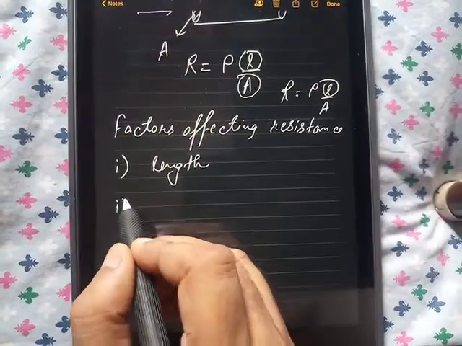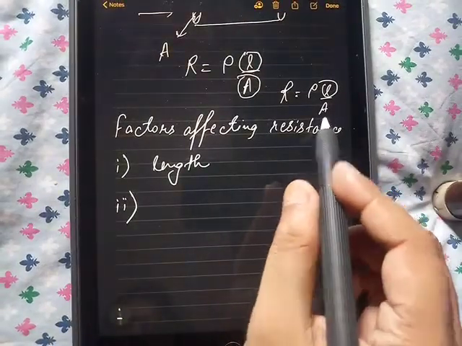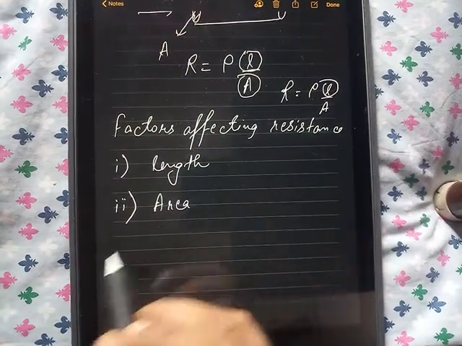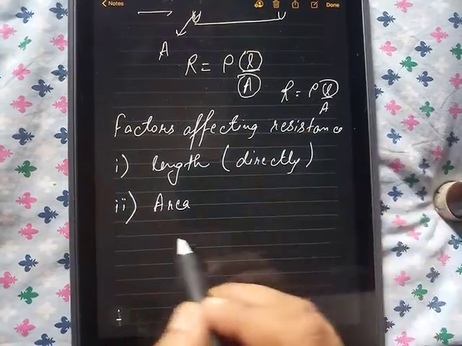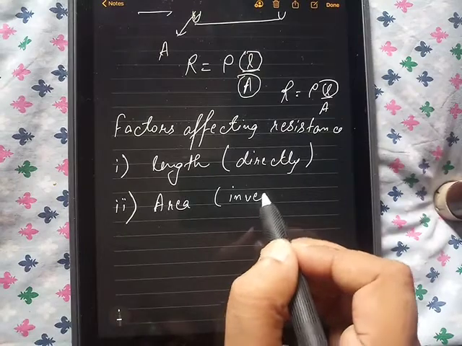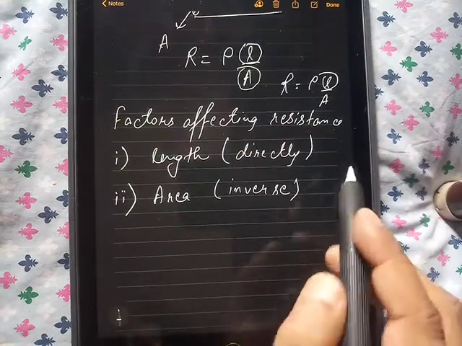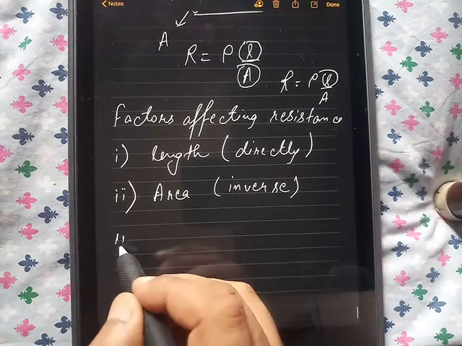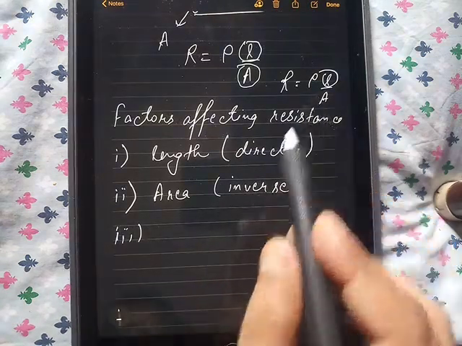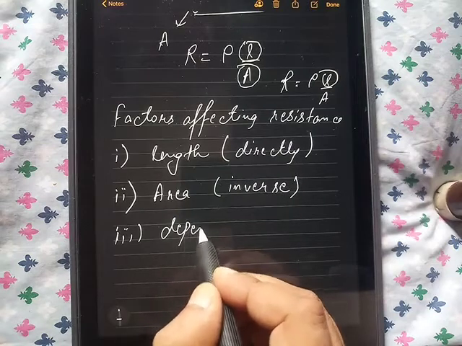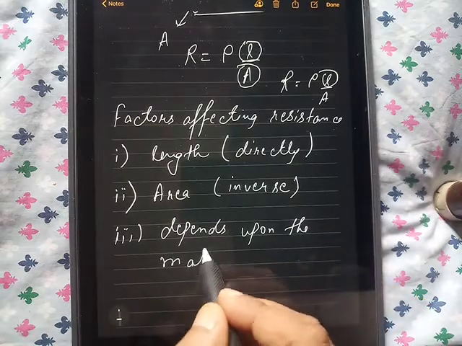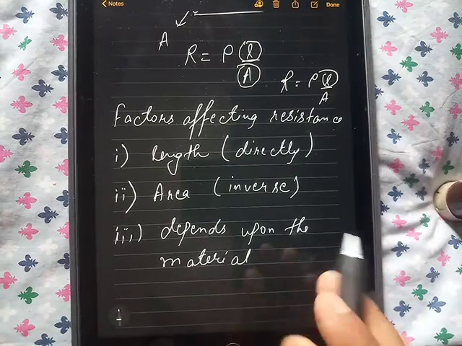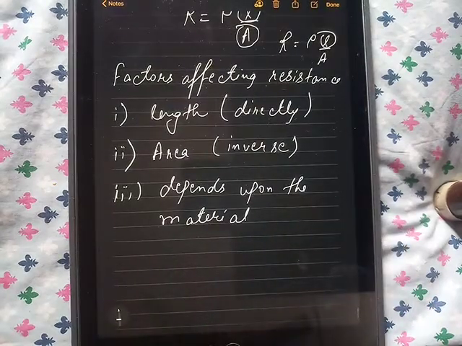Point number 2, area. Resistance is directly proportional to length, and inversely proportional to area. If area increases, resistance will decrease. Point number 3, resistivity. Resistivity depends upon the material. If we change the material from gold to silver, obviously its resistance will change.